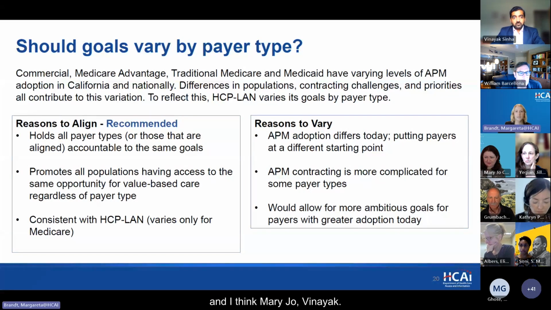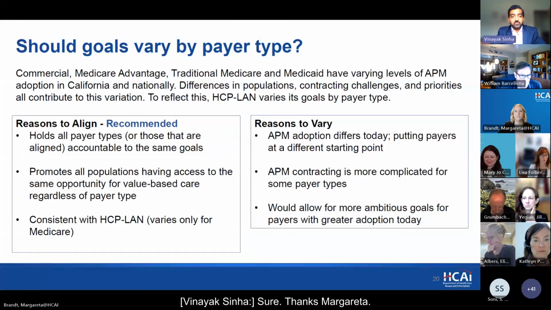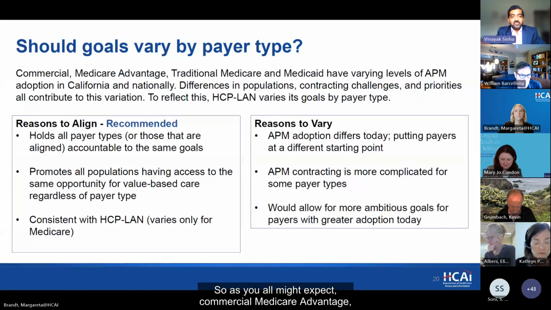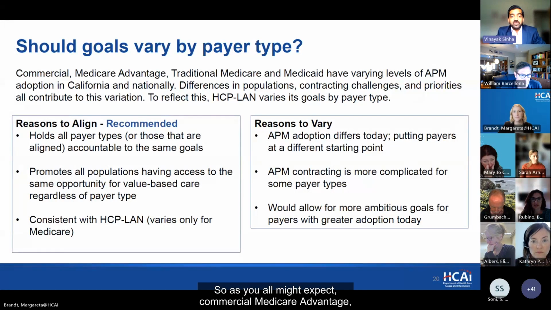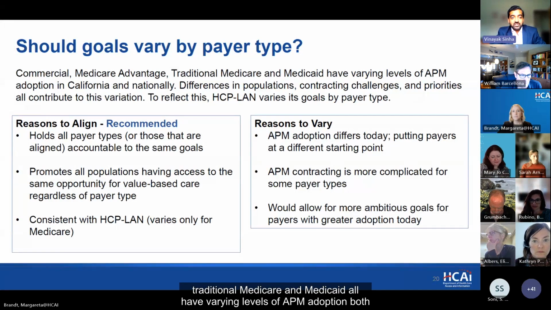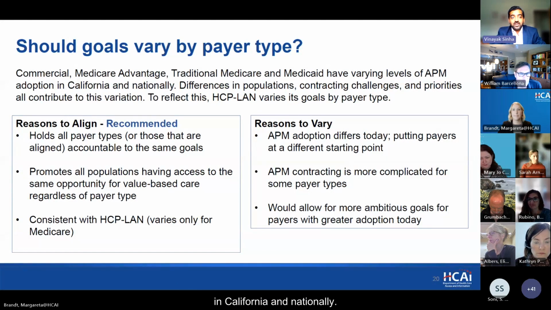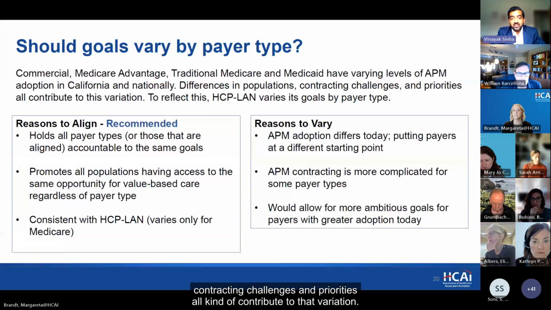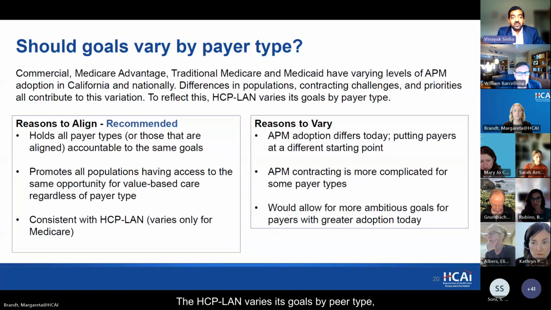And I think Mary Jo or Vinayak. Sure, thanks, Margareta. So as you all might expect, commercial, Medicare Advantage, traditional Medicare and Medicaid all have varying levels of APM adoption, both in California and nationally. That's largely because differences in populations, contracting challenges, and priorities all contribute to that variation. The HCP LAN varies its goals by payer type.